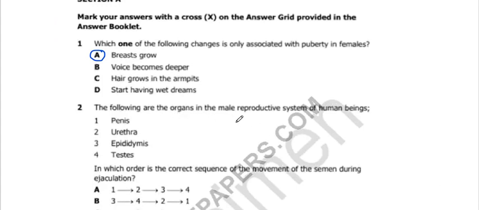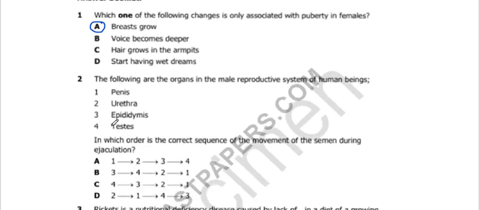The following are the organs in the male reproductive system: penis, urethra, epididymis, and the testes. In which order is the correct sequence of the movement of semen during ejaculation? Remember the penis is the last part, and the first part is the testes. The epididymis is a tube through which the semen passes, and from the testes it goes through the epididymis to the urethra, then the penis. So the correct answer would have 4 as the first point, then 3, then 2, then 1. Therefore our correct answer is C.